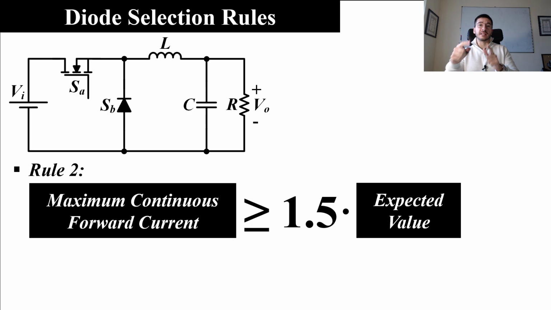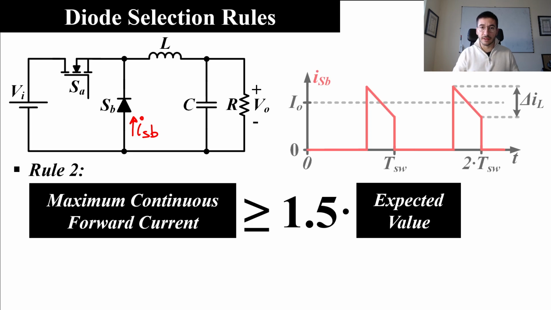The second rule is about the current through the diode, this one. And in particular is about the average current through that diode. So, second rule is maximum continuous forward current must be equal or higher than 1.5 times the expected value, considering our circuit. As in the previous case, we already have a video talking about the current through the diode, is this one. And in that video, we already analyzed the average value of that waveform, was 1 minus D times the output current.